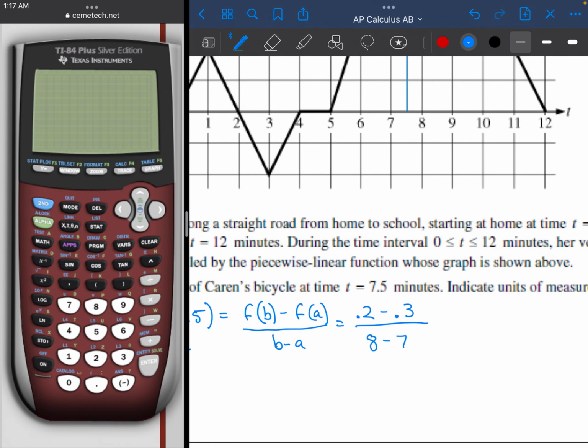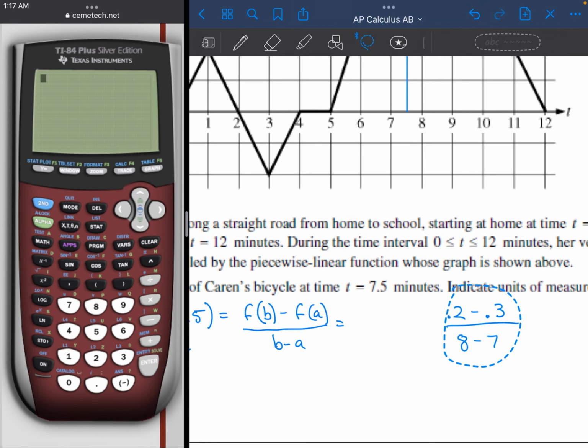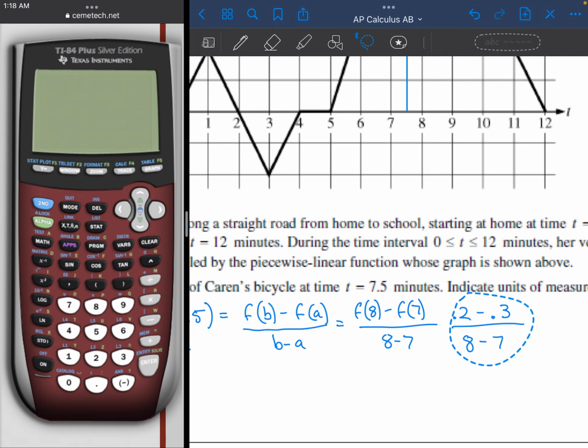I don't know if I'm showing my work there enough. Here, let me go back a previous step so you really understand what's going on here. This is going to be f of 8 minus f of 7. And maybe I shouldn't be using f. Maybe I should be using v. Whatever. I'm going to do f. f of 8 minus f of 7 all over 8 minus 7. And that is now going to be equal to this function.